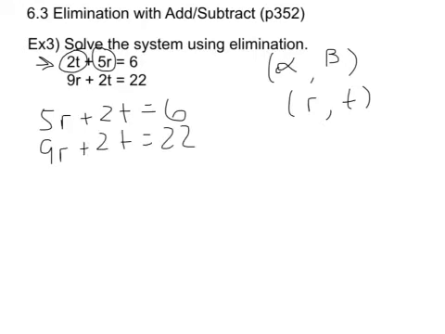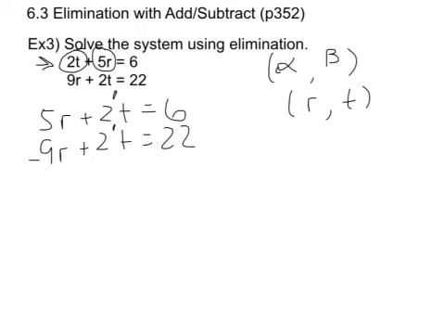Now, if you notice something here, if we add these equations like we have been doing, I'm going to end up with 14r plus 4t. That does not help me at all. I need to eliminate. That's the whole point of elimination. Boom, you got to kill one of them. So I want to kill the t's, because the t's are going to be easy to get rid of, because I've got 2t here and 2t here.